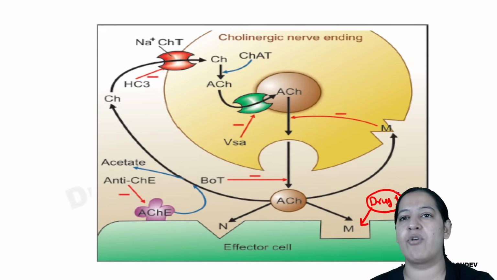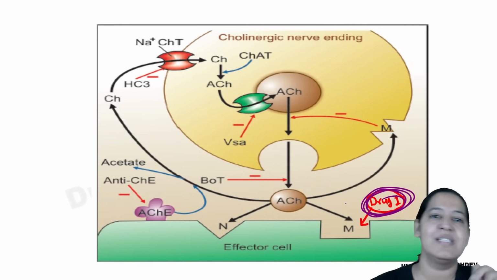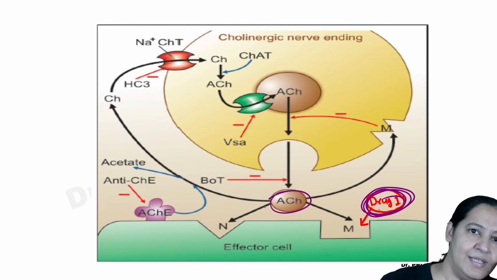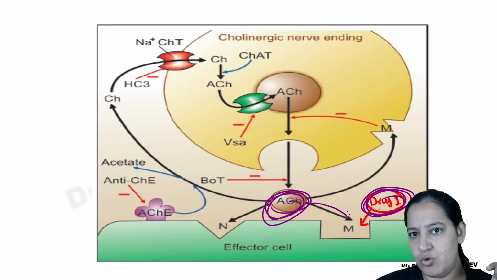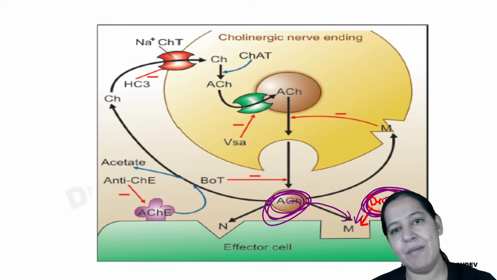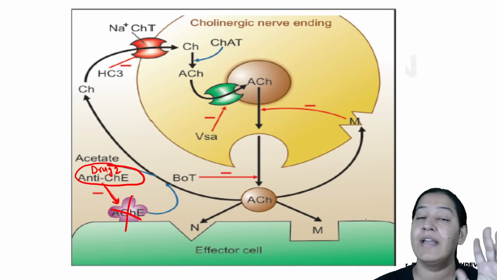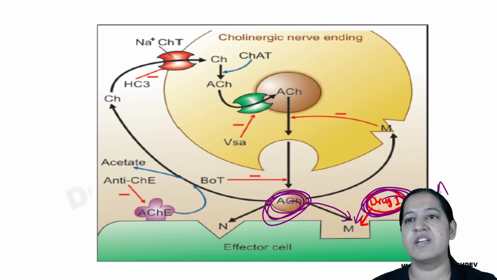Here you can see I have drawn drug 1. Everyone see here, drug 1. It is structurally similar to acetylcholine. You can see this is acetylcholine. So it will bind to muscarinic or nicotinic receptors in the same way as acetylcholine does. It is an agonist. It is a cholinergic agonist. The name of the category is cholinergic agonist.